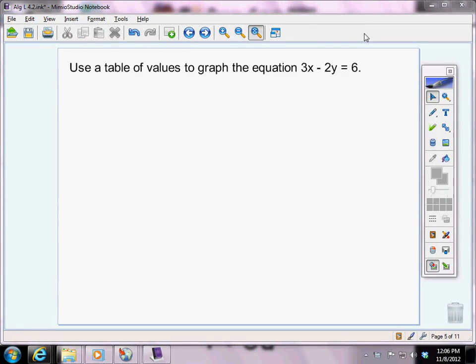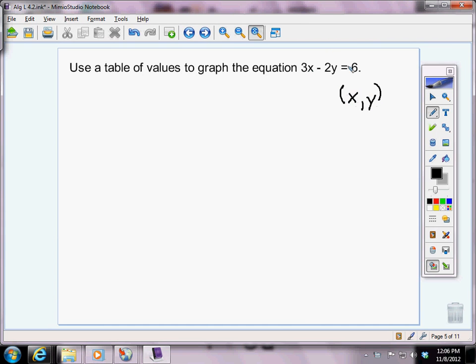Let's look at another example of how we can use a table of values, an input-output table, to graph a linear equation. This is a linear equation. We have an x and a y, and so our solution is going to be an ordered pair, an x value and a y value. So again, what we want to do first is solve for y. If you put the work in up front, it'll make the problem easier later on.